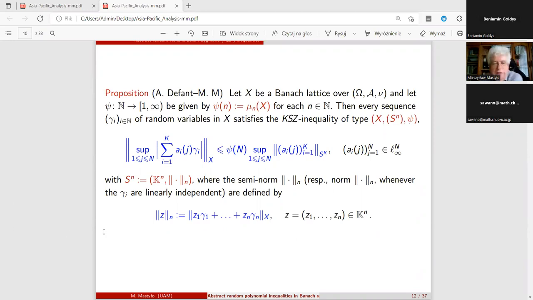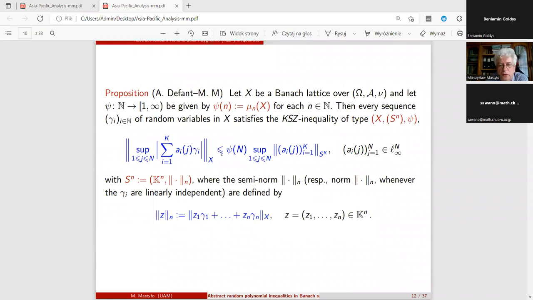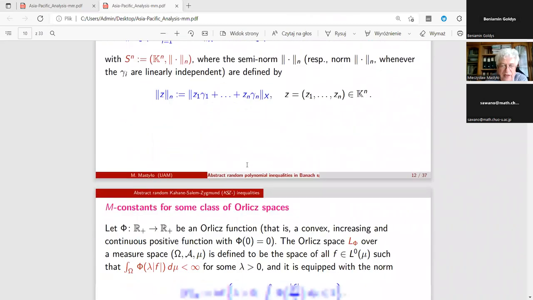So if, for example, this sequence is linearly independent, we define in this case the sequence of norms as the sum of those random variables, multiplied by the coefficients c_1 to c_n, and we calculate this in our Banach lattice. That's exactly how we get this type of inequality we are interested in. To see this inequality, we really need to touch this function.